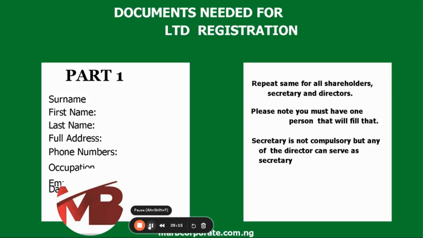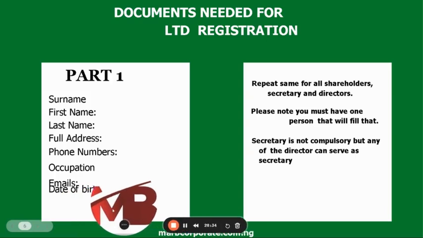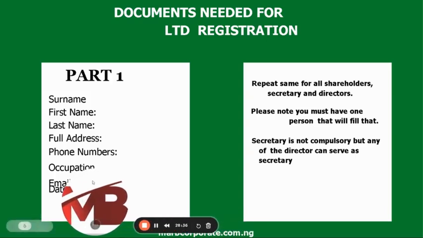You want to have their full address, including their local government, right? The business, if they have a business and physical office, you want to get that. If they don't, you use their office address and their home address. Doesn't matter. So now you fill in their date of birth too. Yes, the date of birth. So you fill all this for the owner. Repeat the same for all shareholders, secretary, and directors.